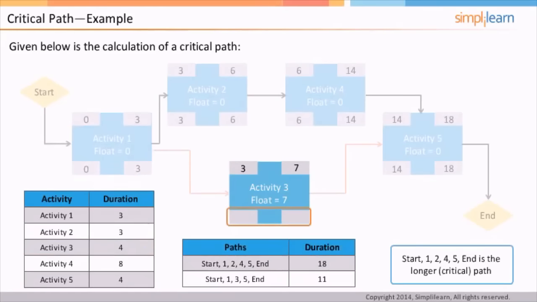Now, let us calculate the late start and late finish of Activity 3. Late start of Activity 5 is 14 days. Activity 3 happens just before Activity 5, so the late finish of Activity 3 is 14 days. To calculate the late start, you can subtract the duration from late finish. Therefore, the late start of Activity 3 is 14 minus 4 equals 10.